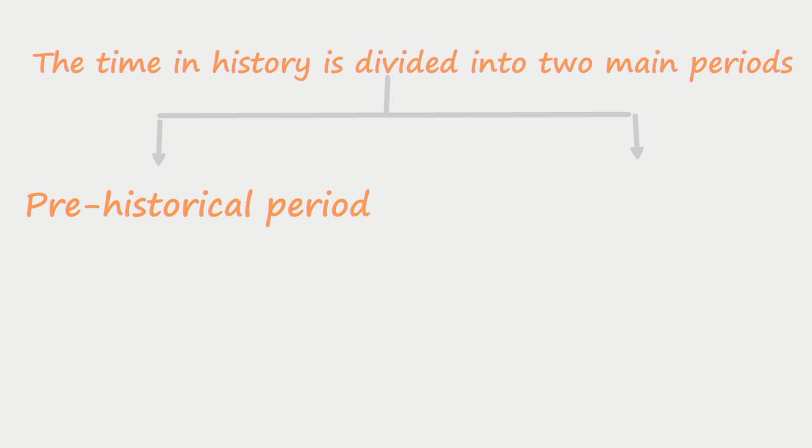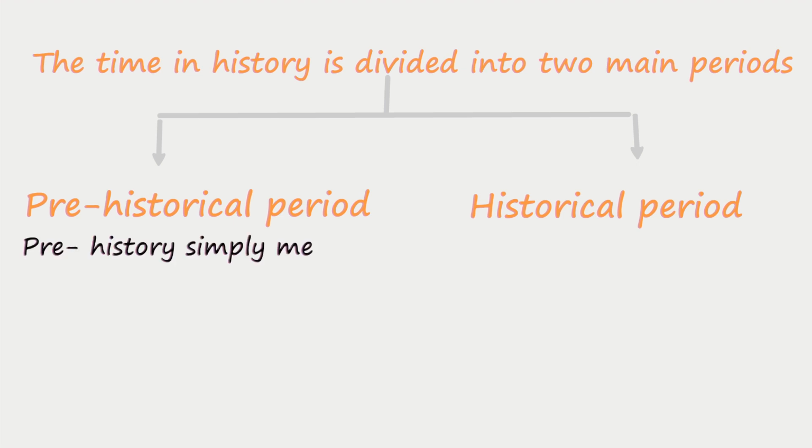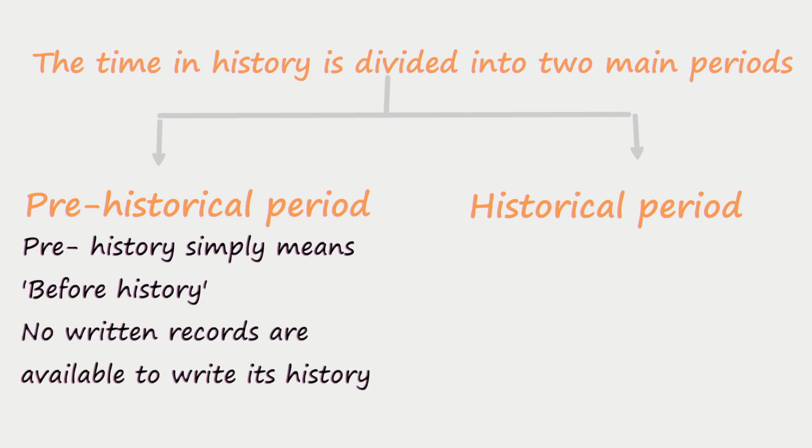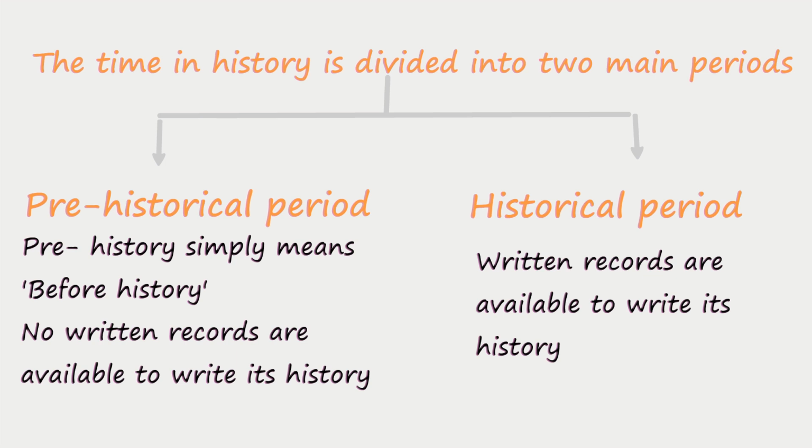The time in history is divided into two main periods: prehistoric period and historic period. Prehistoric period. Prehistory simply means before history. The prehistoric period is a period for which no written records are available by which to write its history. Historic period. The historic period is a period for which written records are available using which we can write history.